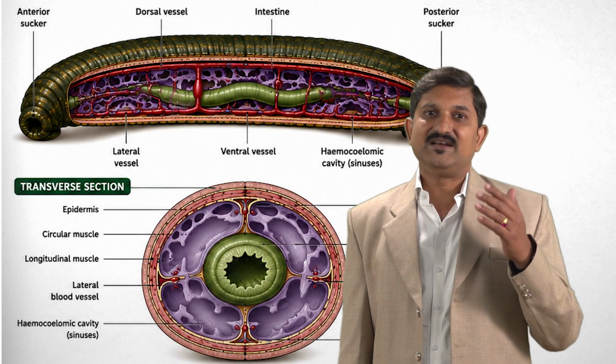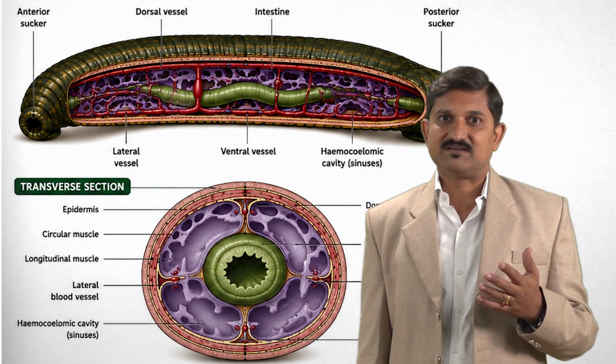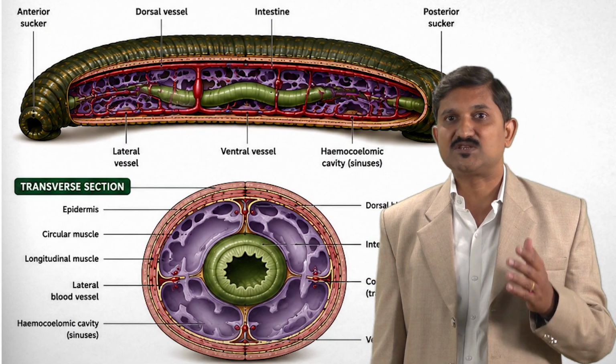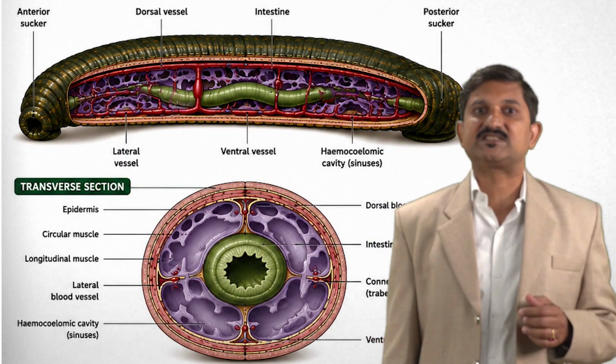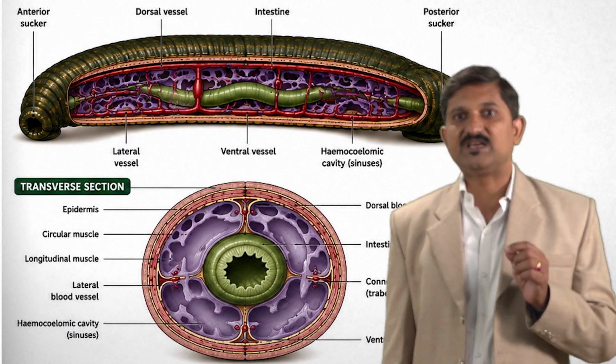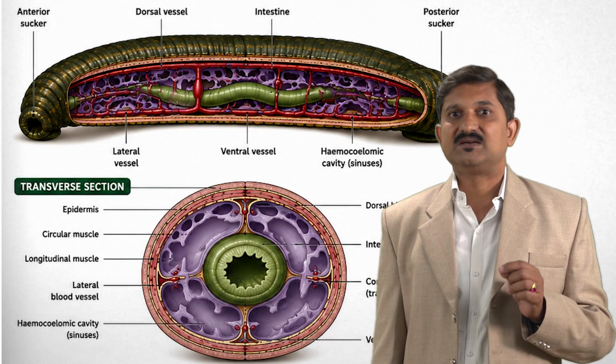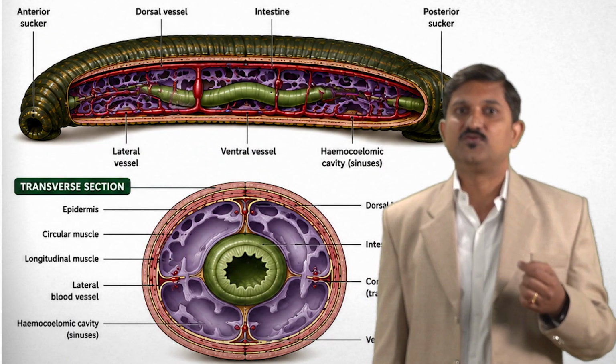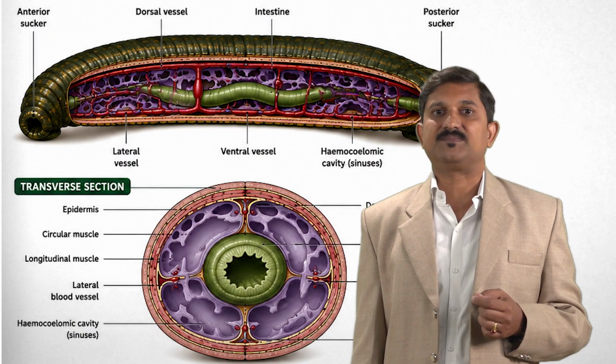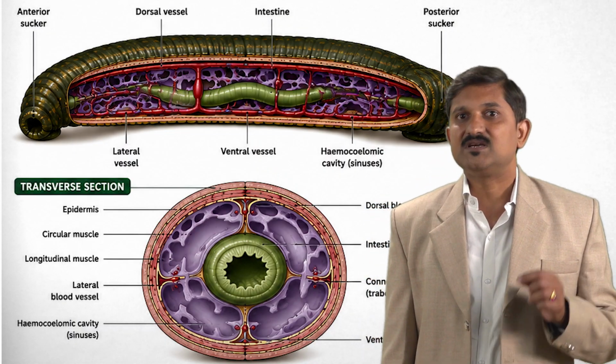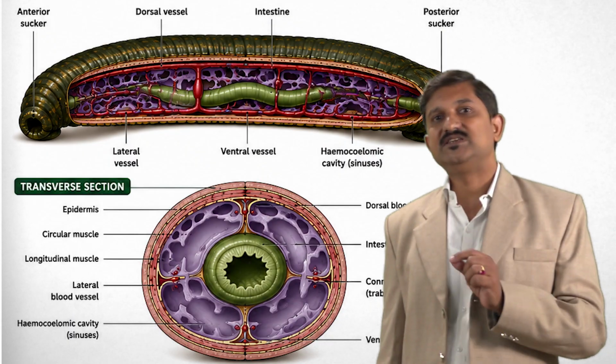Leech is an interesting feature because it does not have a true blood vascular system. The coelomic fluid has modified itself to form the circulatory system. This system is called the haemocoelomic system.